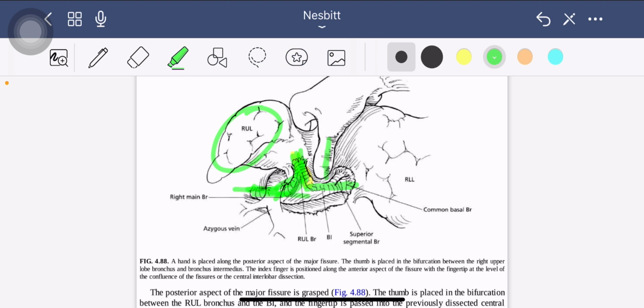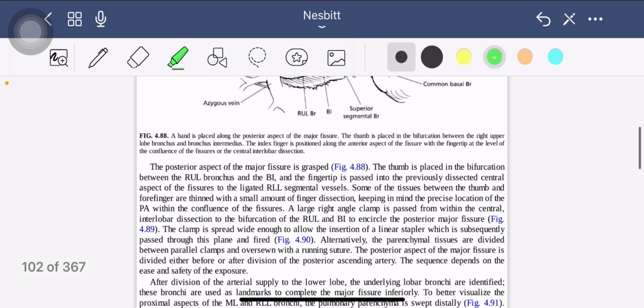So this is the right main bronchus, and this is the right upper lobe bronchus. Now we can see the right main bronchus going into the right upper lobe bronchus. This is the bronchus intermedius, which divides into the superior segment bronchus, and this is the right lower lobe bronchus, the common basal bronchus.